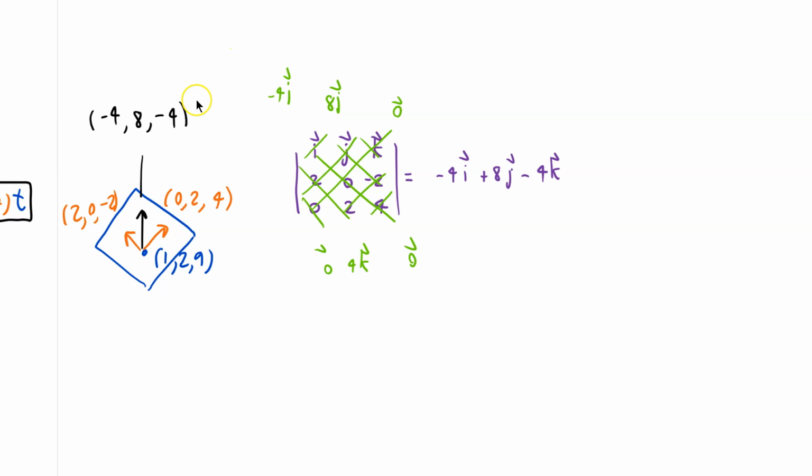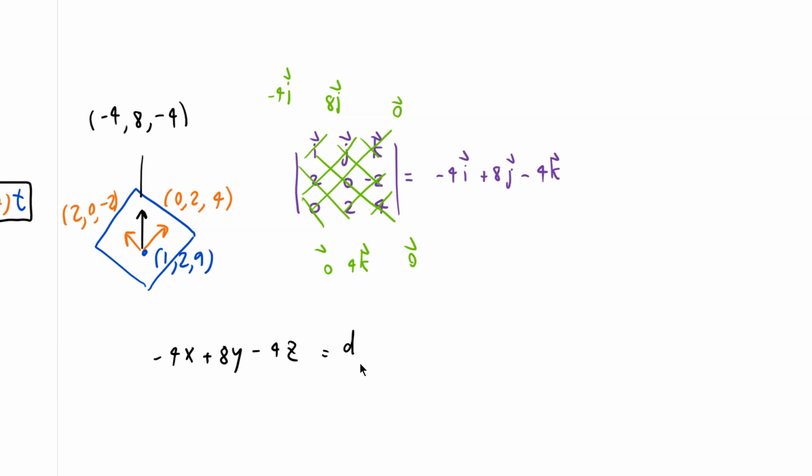Now we see from the previous example that if I have the coordinate for the normal vector, I can already write the equation for this plane. It's going to be negative 4x plus 8y minus 4z equal to something. Now I only need to find this something. We usually use D, so let me just write D. We can do that by plugging in the values 1, 2, and 9 into x, y, and z, because this point has to lie on this plane.